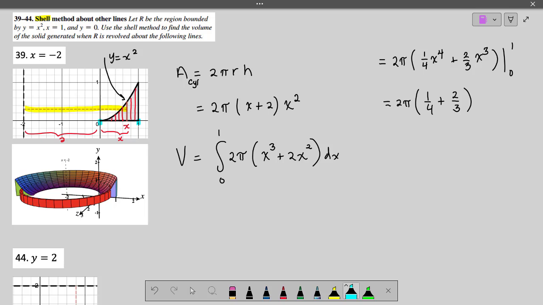Once we do our integration, 0 is not going to contribute any volume, so we just have this. We'll get a common denominator of 12, so we'll have 2 pi, and then we'll multiply by a fraction with a 12 on the bottom, and we'll have 3 plus 8 in the numerator. So we'll end up with 11 pi divided by 6.